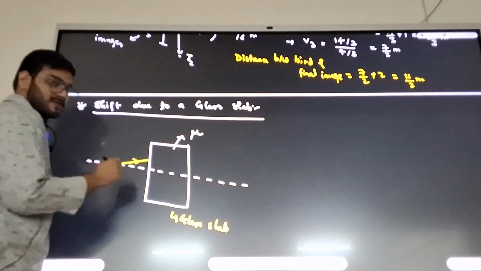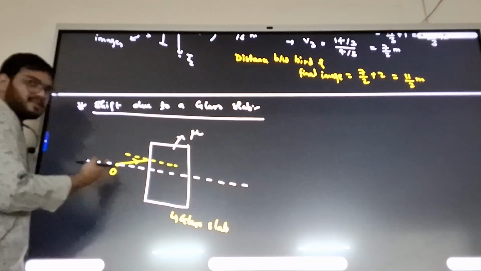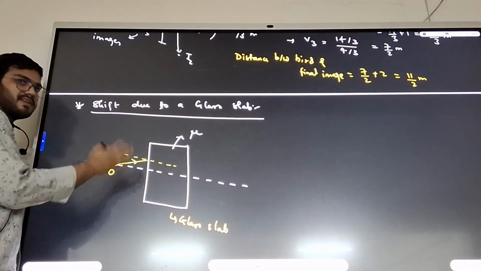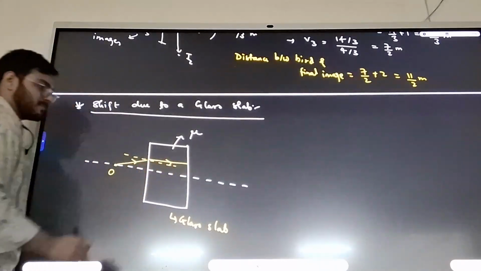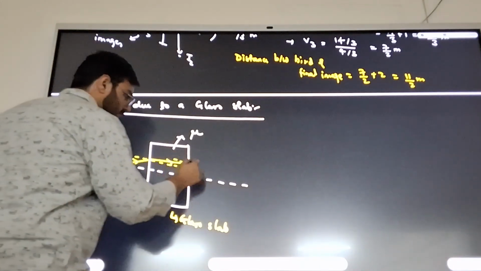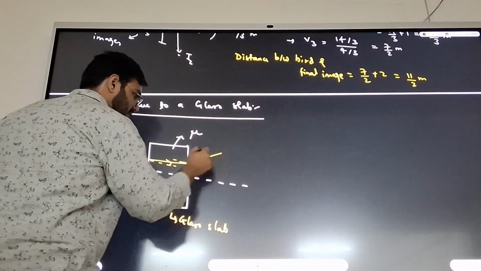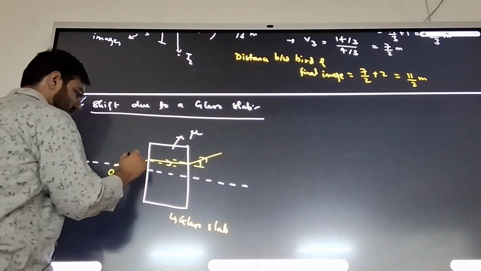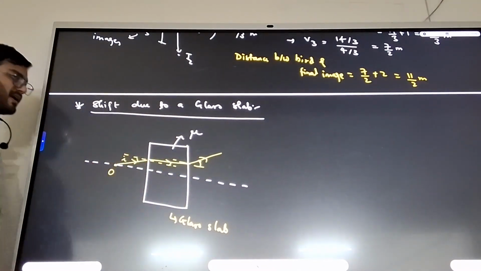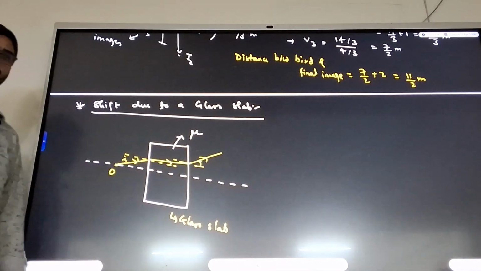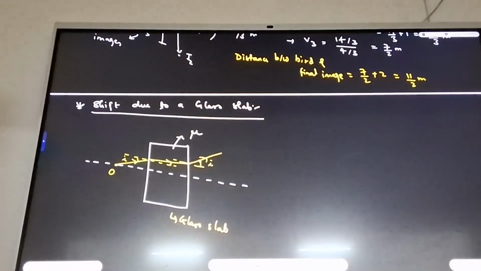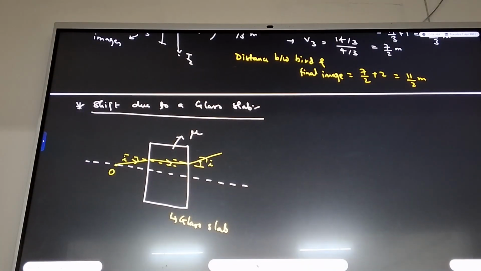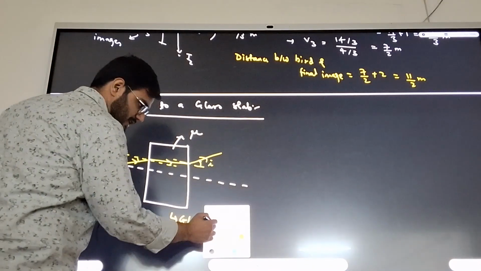Rays will come like this. Since it's air, everything is denser with respect to air, so it will refract towards the normal. Then what will happen? Away from normal. It comes in with an angle i. What will it come out with? Angle i. It will be the same angle i. You can check it by Snell's law. Good. If I trace these rays back, then what will I get?